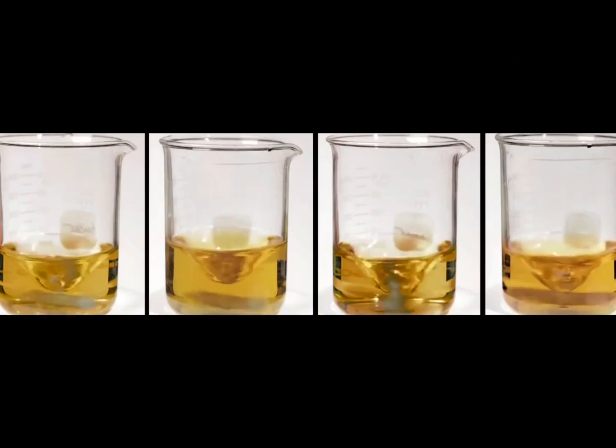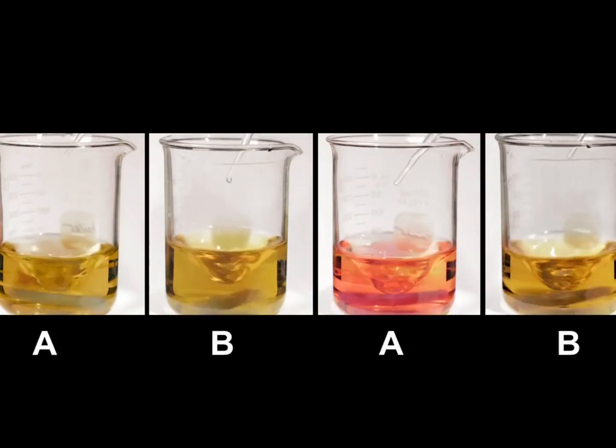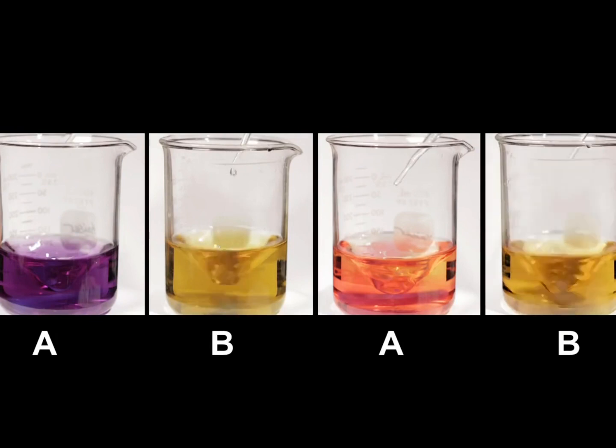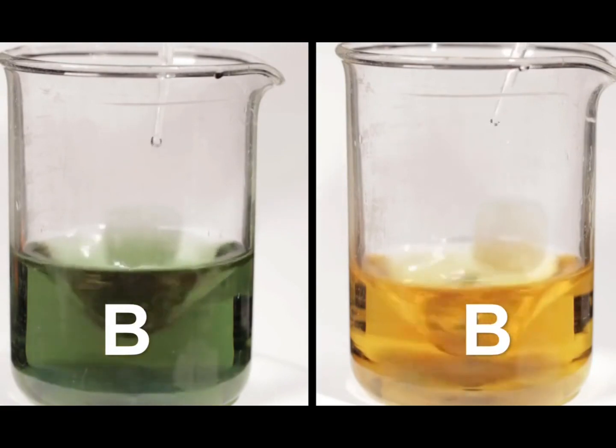Let's look at our pairs of solutions. When we added a strong acid or base to solution A, its pH changed dramatically after just 1 drop. When we added 1 drop of acid or base to solution B, its pH stayed the same. Let's add more acid and more base to solution B and see what happens. It takes much more acid or base to change the pH of this solution by the same amount.